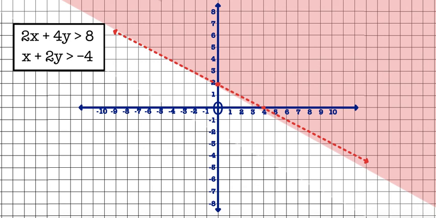All right, and so now we're going to graph x plus 2y is greater than negative 4. And the first thing we're going to do is find the y-intercept. So we're going to substitute x for 0. So we end up with 2y is greater than negative 4. So divide both sides by 2. And we end up with y is greater than negative 2. So our y-intercept is negative 2.